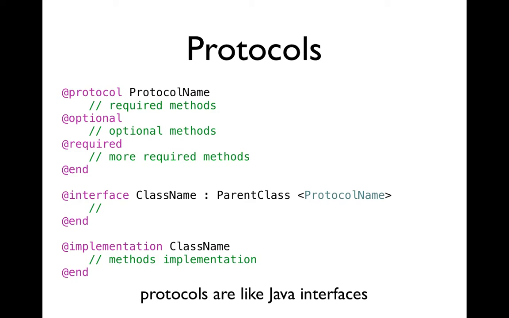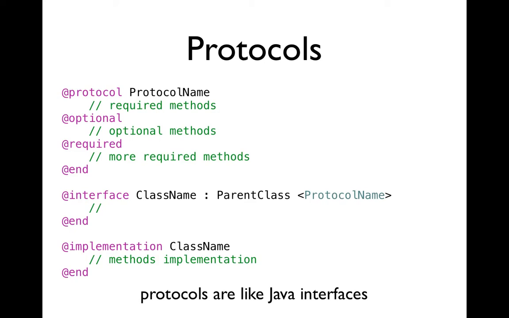And since you don't have multiple inheritance, there are a lot of cases where classes that don't have anything in common, don't have any relationship, need to have some relationship. They need to have some language to talk, and protocols are the way to go. So this is the syntax for a protocol.